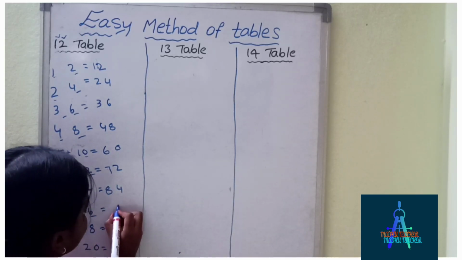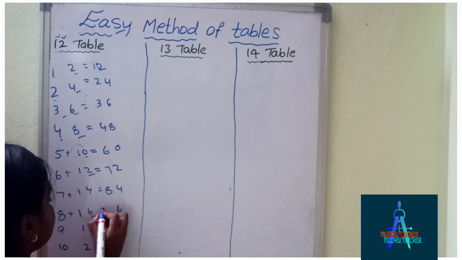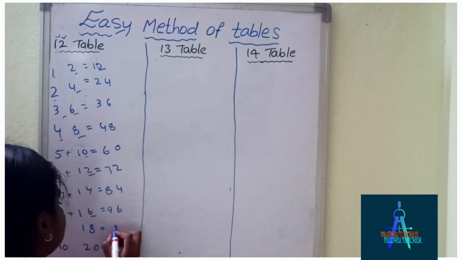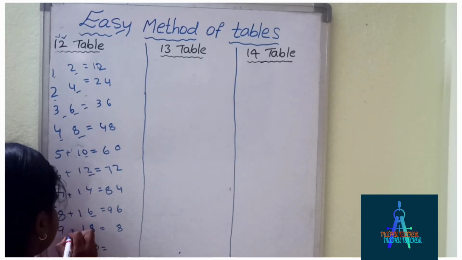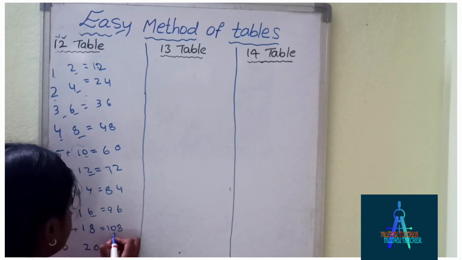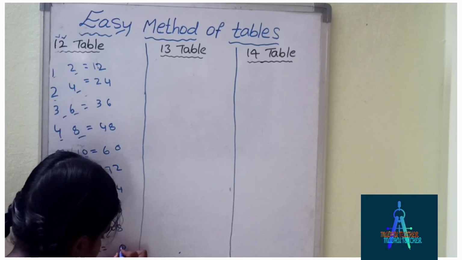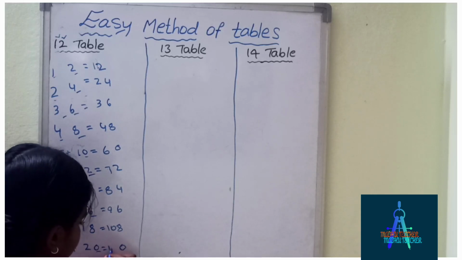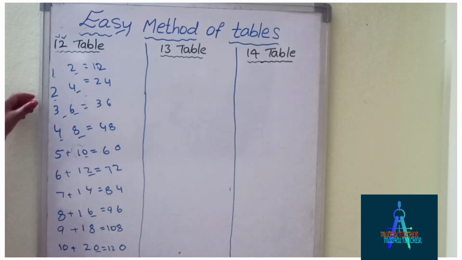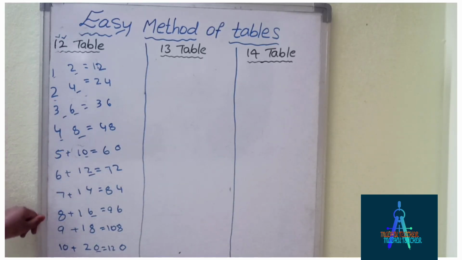Next 6 as it is. 8 plus 1 is equal to 9. 8 as it is. 9 plus 1 is equal to 10. Next 0 as it is. 10 plus 2 is equal to 12. This is the easy method of 12 table.